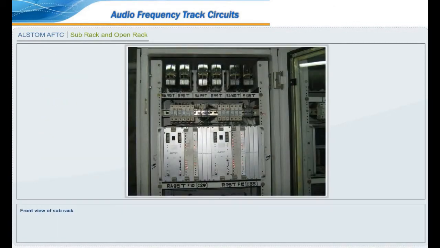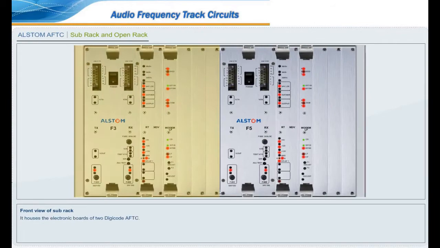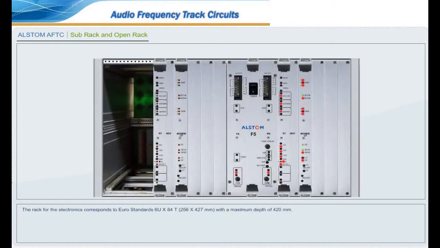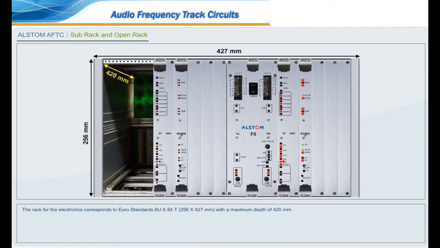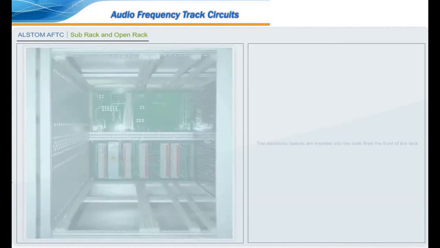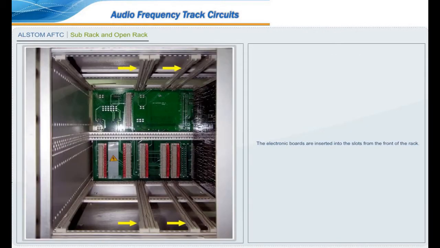Front view of Subrack. It houses the electronic boards of 2 Digicode AFTC. The rack for the electronics corresponds to Euro standards 6U by 84T, 256 by 427 mm with a maximum depth of 420 mm. The electronic boards conform to Euro standards 6U by 280 mm depth. The electronic boards are inserted into the slots from the front of the rack.